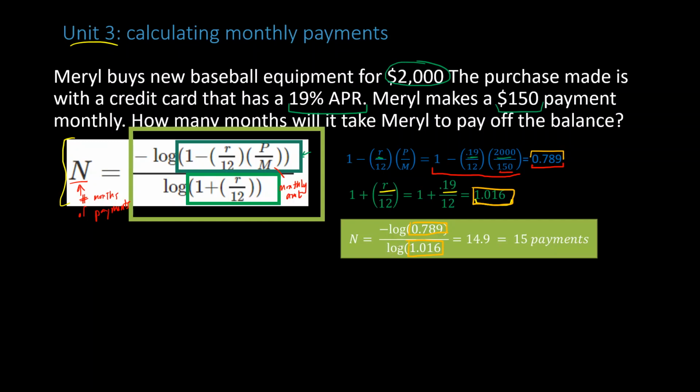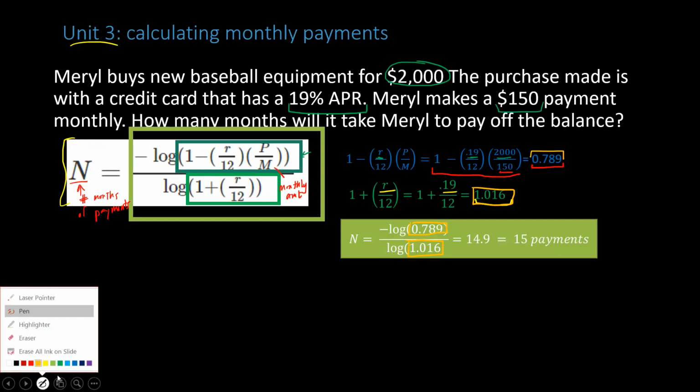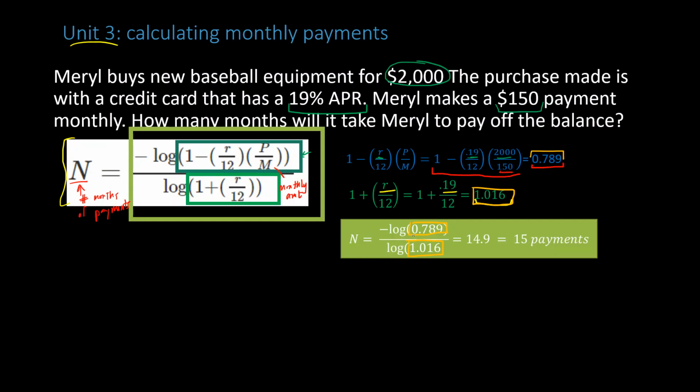Now at this point, you have two options depending on what kind of calculator you're using. One, you can plug this in and solve it as is, or two, you can still separate and do the numerator first and the denominator second. Once you've simplified those into normal numbers with no logarithms, do the division and get your answer. So I got 14.9, which means he has to make 15 payments.